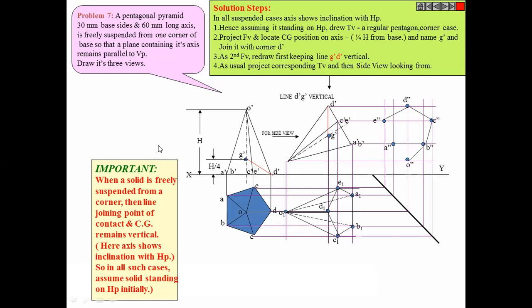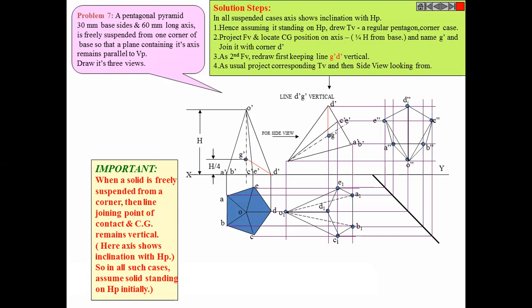Okay, now this is interesting. Now what is called is that the plane containing its axis remains parallel to VP. Draw its three views actually. Three views, side view is to be required. So first of all, is the axis parallel to VP or not in this? Axis is parallel to VP in this and perpendicular to HP in the first position.